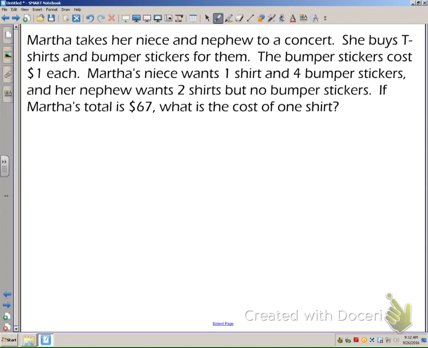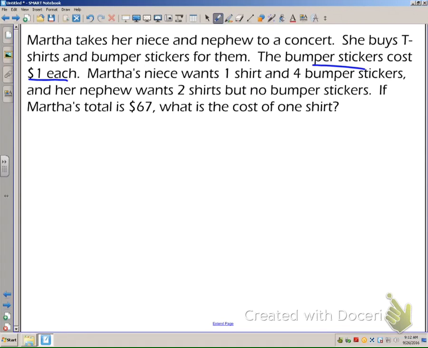So it says Martha takes her niece and nephew to a concert. She buys t-shirts and bumper stickers for them. The bumper stickers cost $1 each. And Martha's niece wants 1 shirt and 4 bumper stickers, and her nephew wants 2 shirts and no bumper stickers. If Martha's total is $67, what is the cost of 1 shirt?